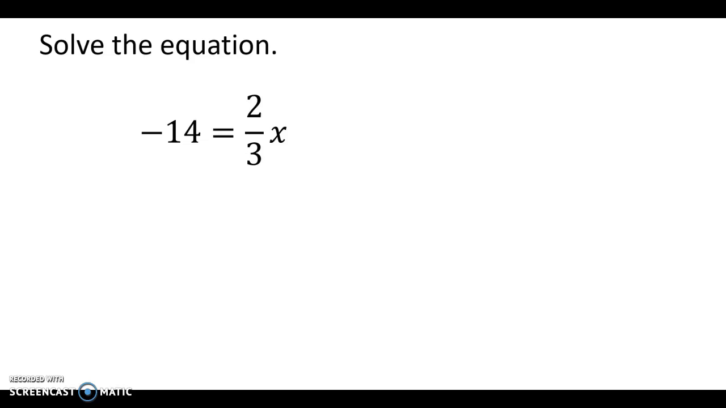Now again, you always have to find the variable term. So the variable term is the x, the 2/3 x. So I want to get this x by itself to get rid of the 2/3 since it's touching. That's multiplication. So we undo it by multiplying by its reciprocal. So we're going to multiply both sides by 3 over 2.